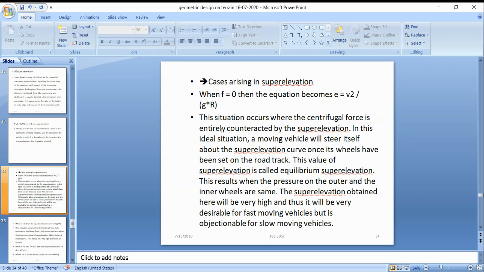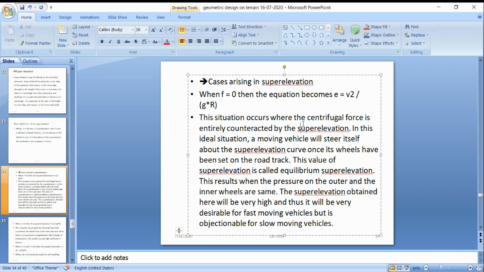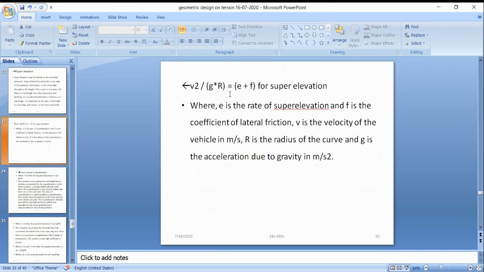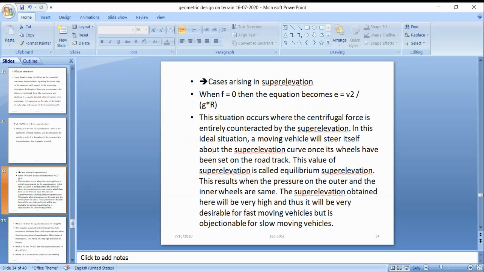So where do the super elevation cases arise? When f equals 0, then from the formula E equals V square by gR. This situation occurs when the centrifugal force is entirely counteracted by the super elevation. So here the lateral friction will be zero, and the centrifugal force that occurs will be counteracted completely by super elevation.